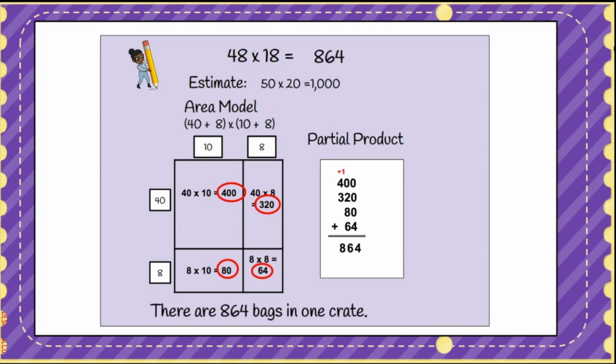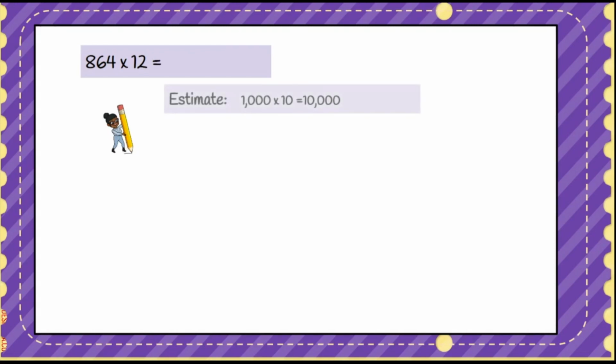There are 864 bags in one crate. Now that we know that there are 864 bags of toy animals in one crate, we can multiply that by 12 ounces. That's going to help us to see how much the bags of toy animals weigh in one crate. Let's start with an estimate. 864 is close to 1,000 and 12 is close to 10. So the equation we're going to use is 1,000 times 10, which gives us 10,000. Our answer should be close to 10,000.